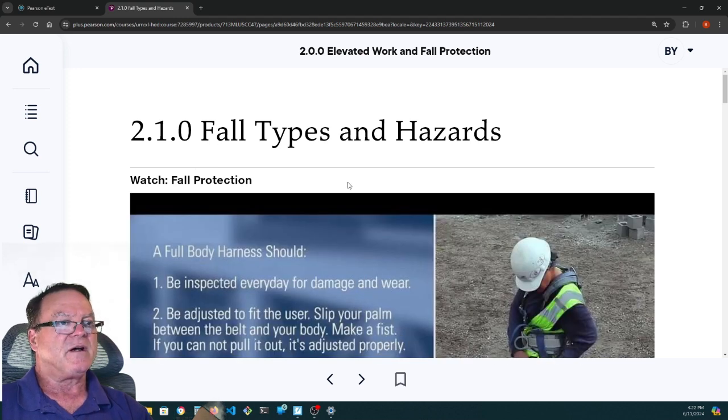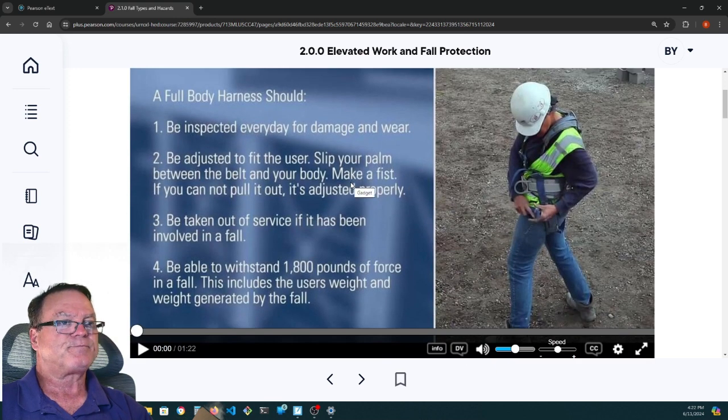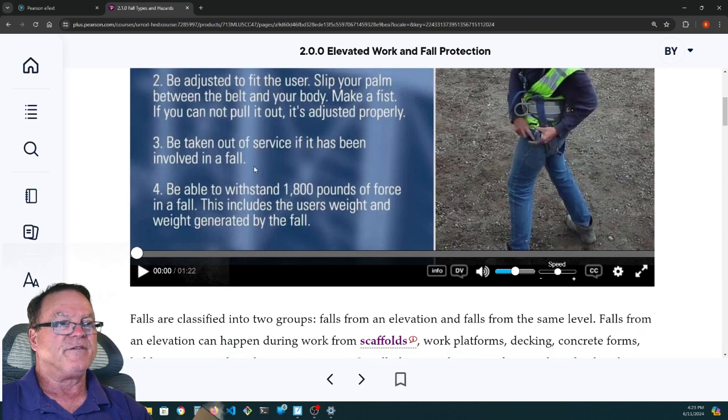Fall types and hazards. There's a full body harness. It should be inspected every day for damage and wear. Inspect it every day before you use it. It should be adjusted to fit the user. Slip your palm between the belt and your body. Make a fist. If you cannot pull it out, it's adjusted properly. It should be taken out of service if it has been involved in a fall.